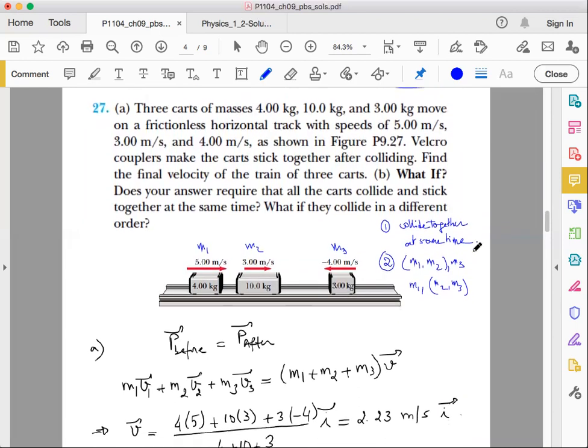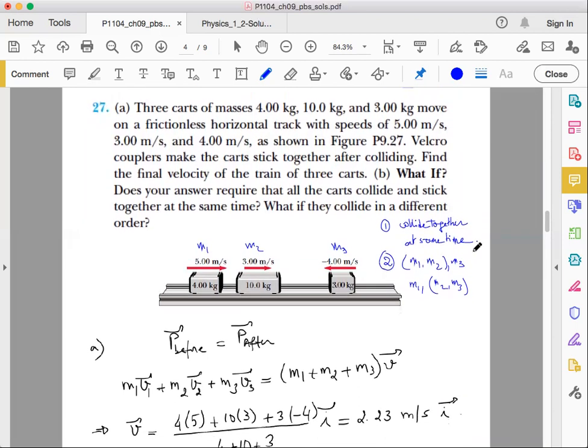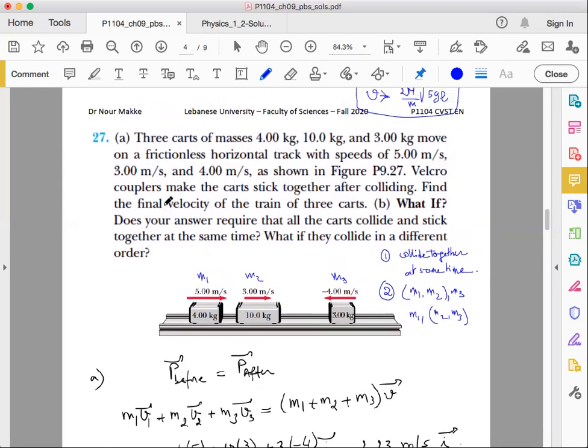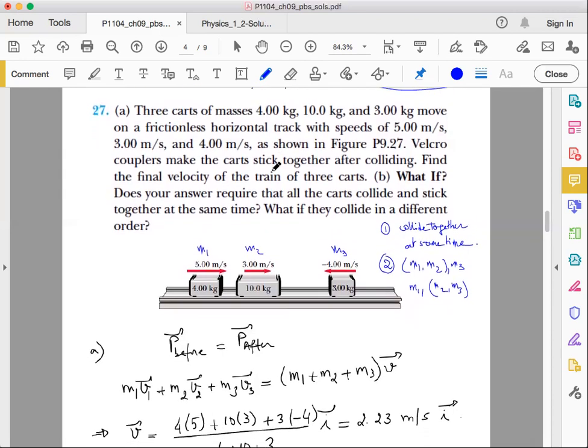In part A, they say that the three cars are moving on a frictionless horizontal track, which is very interesting, or at least we should note that it's a frictionless horizontal track, and they collide and stick together. So they make a kind of train of the three cars. The question is, what is the final velocity of the train?